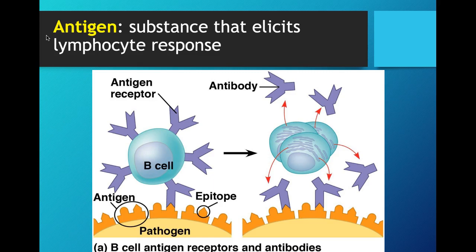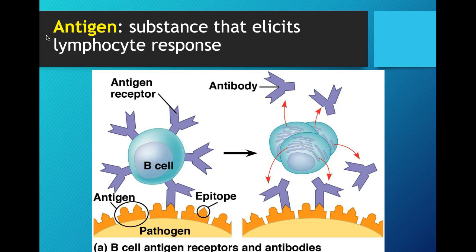Antigens are any substance that elicits a lymphocyte response from our immune system. Looking at the picture, you can see there's antigens on the outside of that pathogen. So the pathogen again could be a bacterial cell or a virus. And the antigens are molecular markers on the outside of that cell. Typically, antigens can be proteins, or polysaccharides, long chains, again, of sugars.